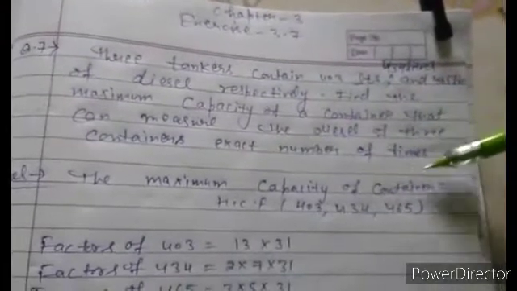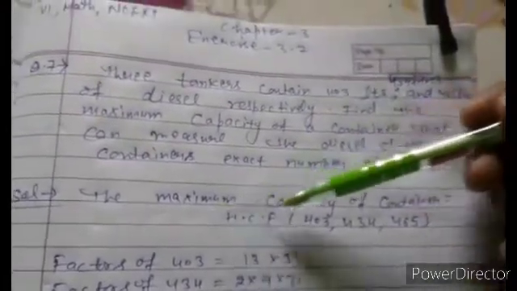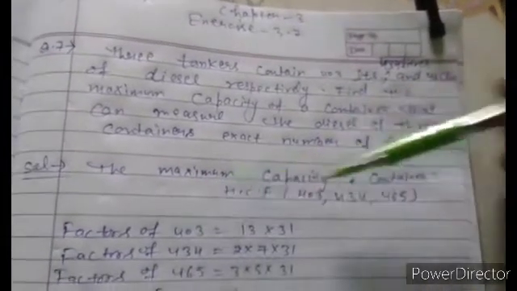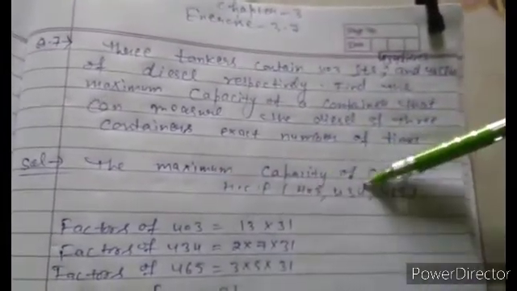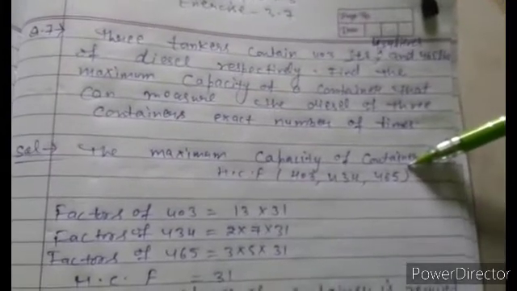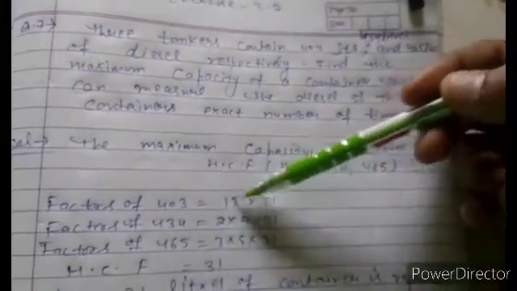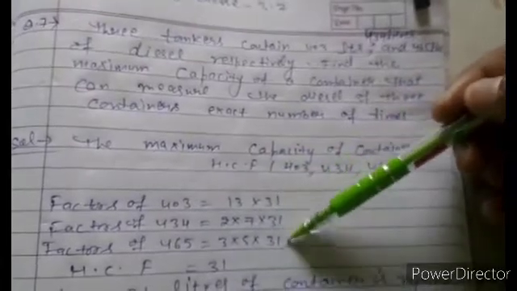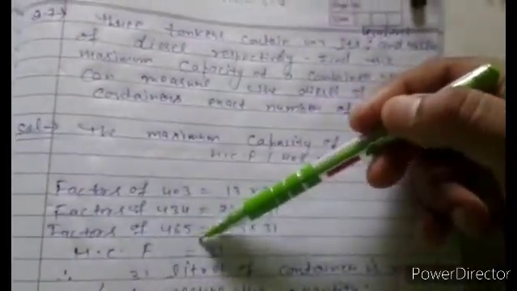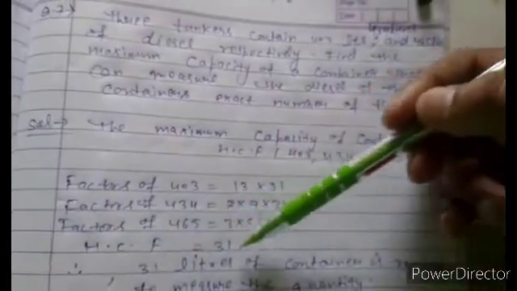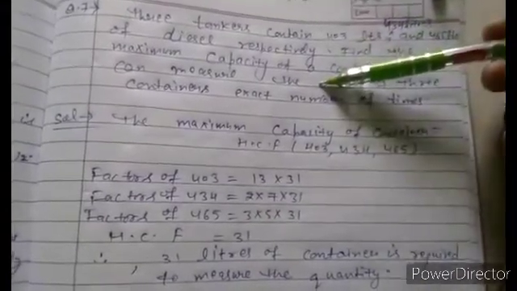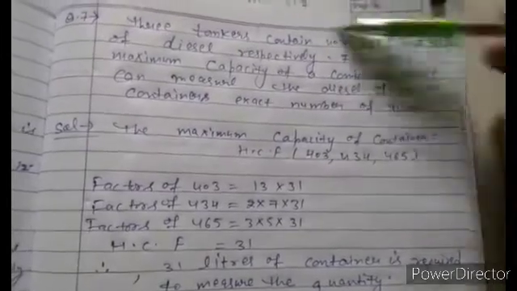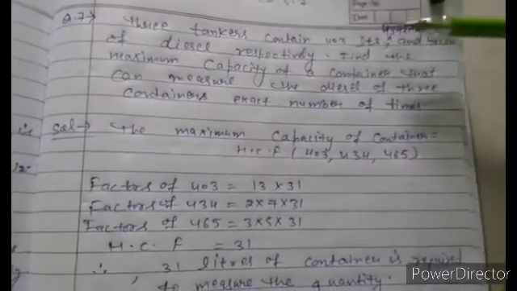So for the maximum capacity of the container, we will find the HCF of these numbers. First we find the factors of 403, 434 and 465. After that we see which is the common factor. 31 is the common factor, so that will be the highest common factor. Therefore a container of 31 liters is required, which can measure the quantity of these tankers.